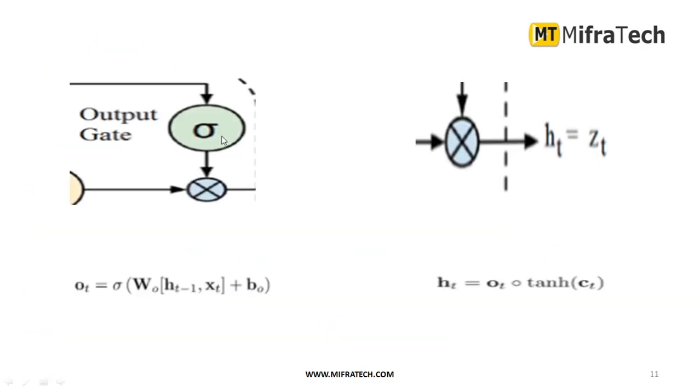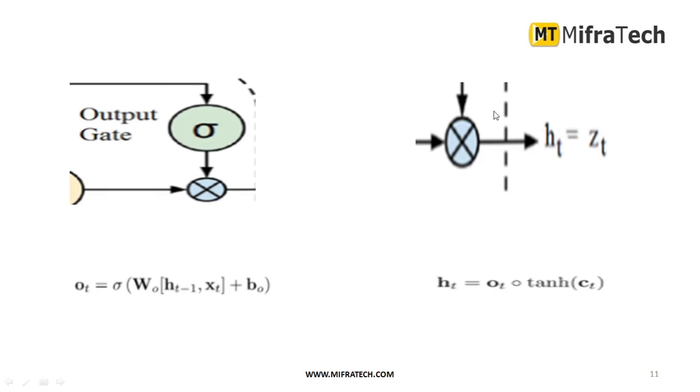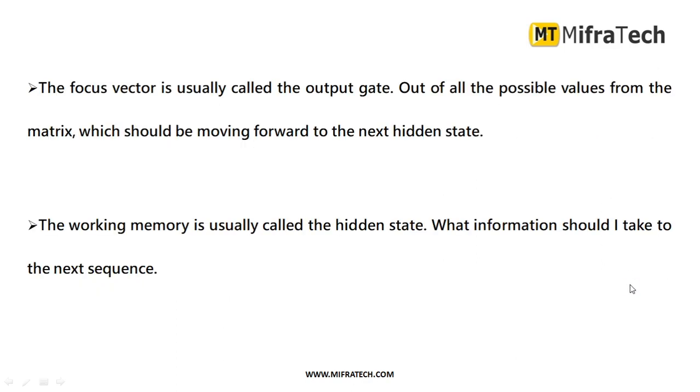And this one is the output gate; below is the equation of the output gate. The right side one is the hidden state, and this is the function of that hidden state. The focus vector is usually called the output gate, where we get the output of all possible values from the matrix, which should move forward to the next hidden state. Whether the output moves from one hidden state to another depends on this output gate. The working memory is usually called the hidden state: which information we should pass to the next sequence is stored in this hidden state.